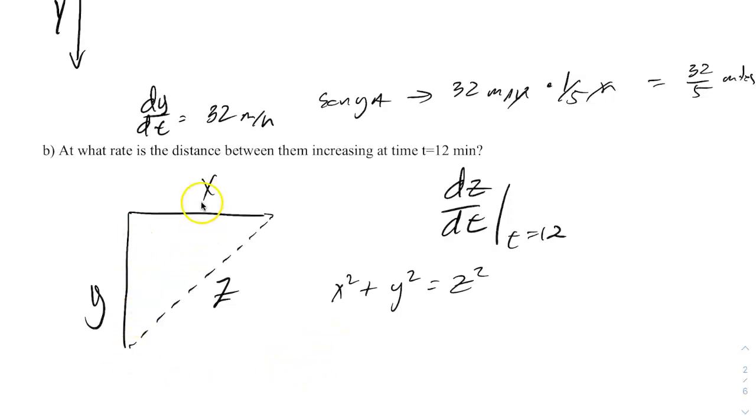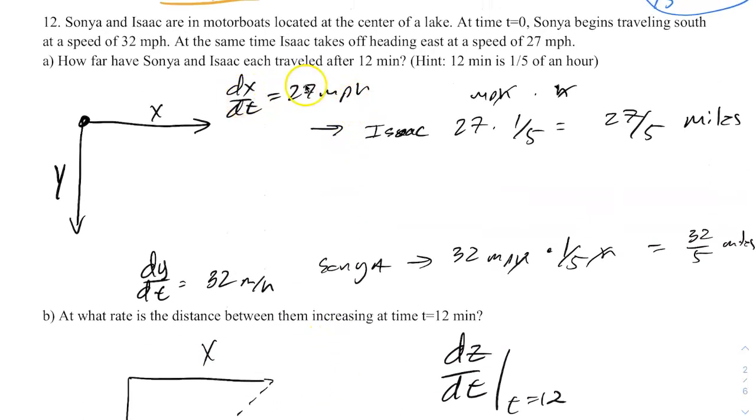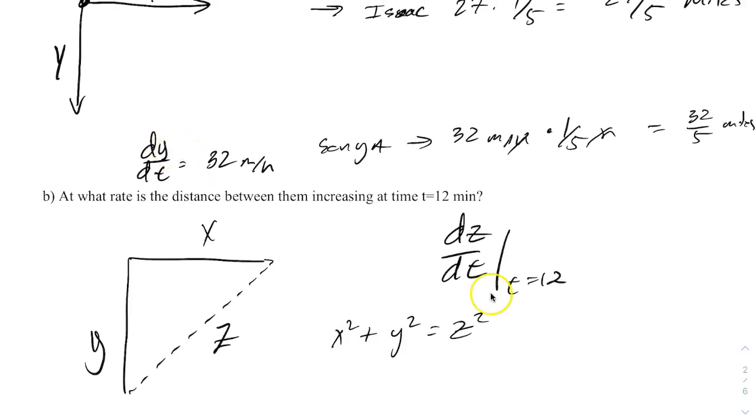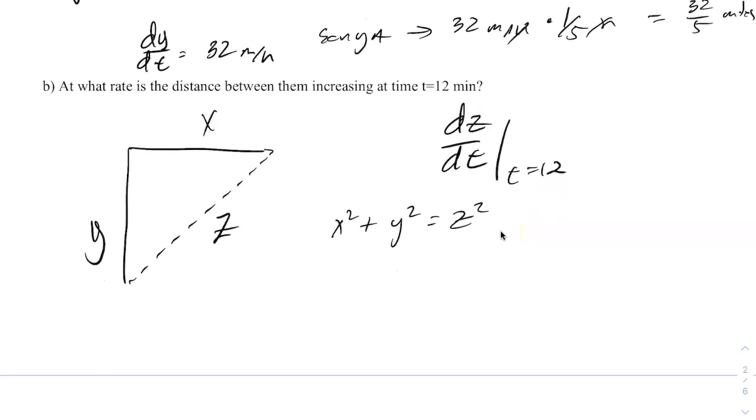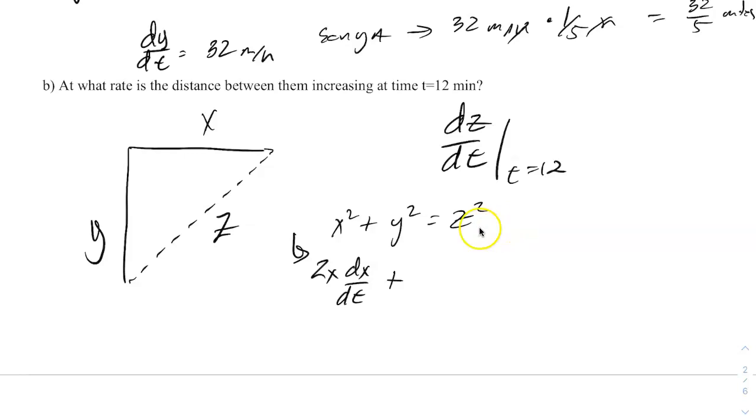So, if I take a derivative of this, I'm going to get dx/dt. Do I know what that is? I do. I know what dy/dt is. I do. dz/dt? Yeah, that's what I'm looking for. So it's all good. I can just take a derivative here. Derivative of x squared would be 2x dx/dt, plus derivative of y squared would be 2y dy/dt. Derivative of z squared would be 2z dz/dt.